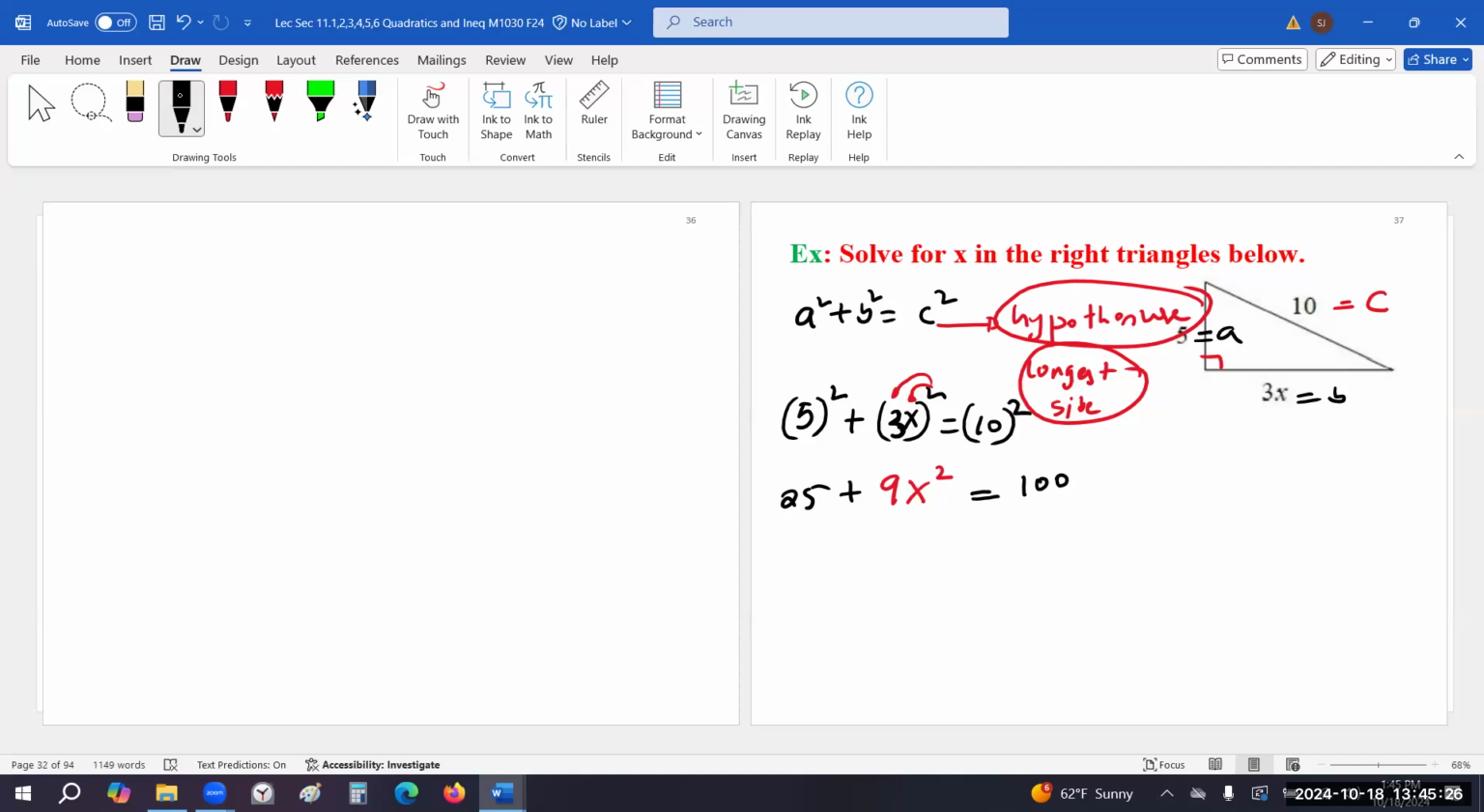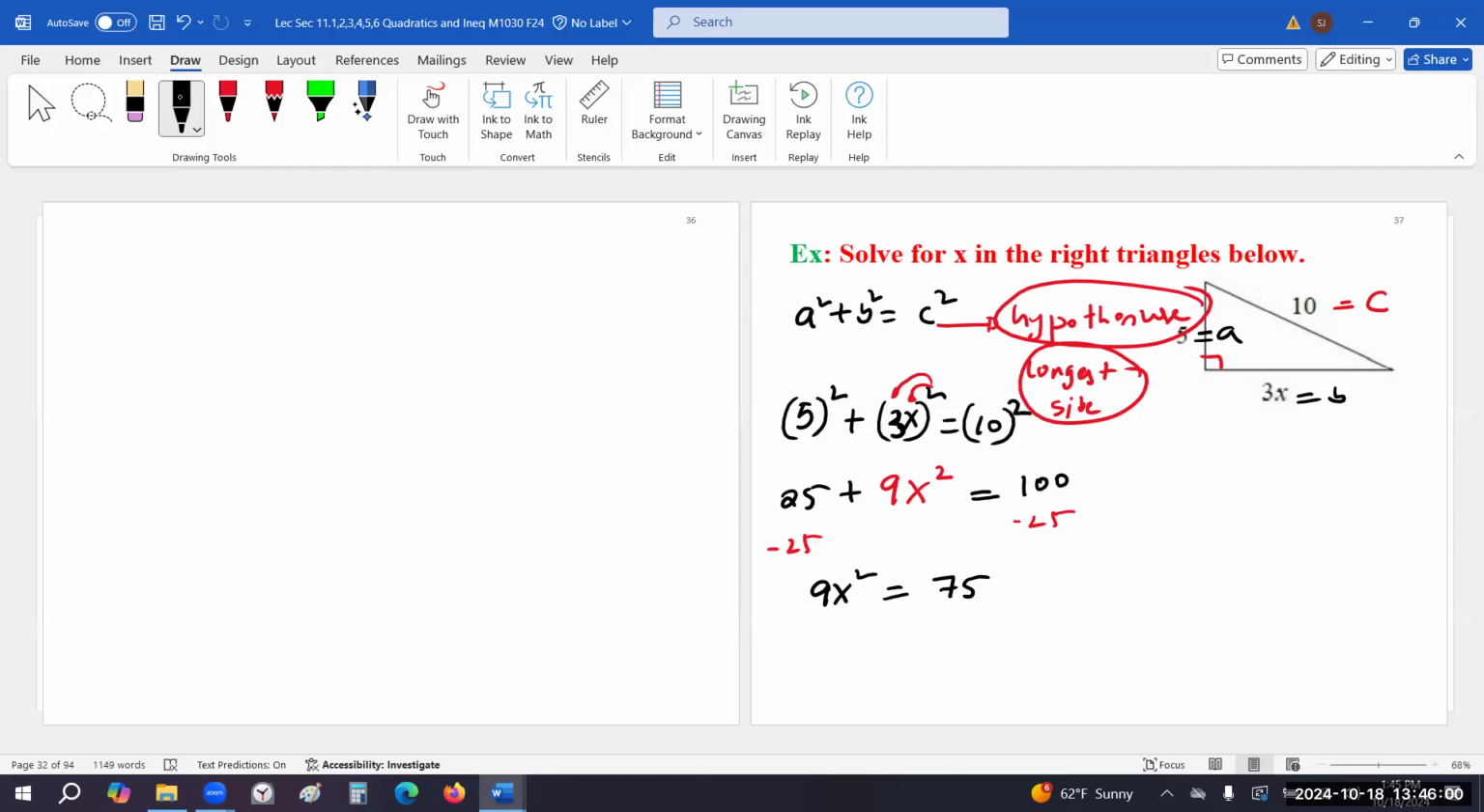And now to solve for x. So basic algebra. We want x to be alone. We don't want the 25, we don't want the 9, we don't want the square. Which one do we get rid of first? 25. So we subtract 25 and we get 9x squared equals 100 minus 25. What is 100 minus 25? 75.